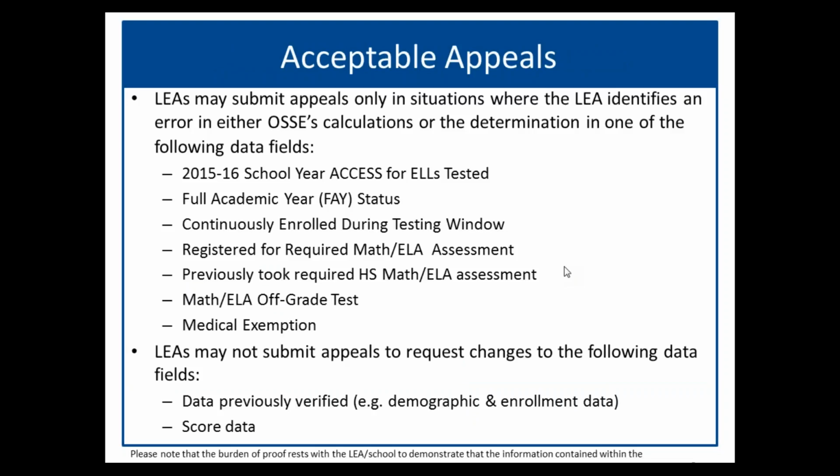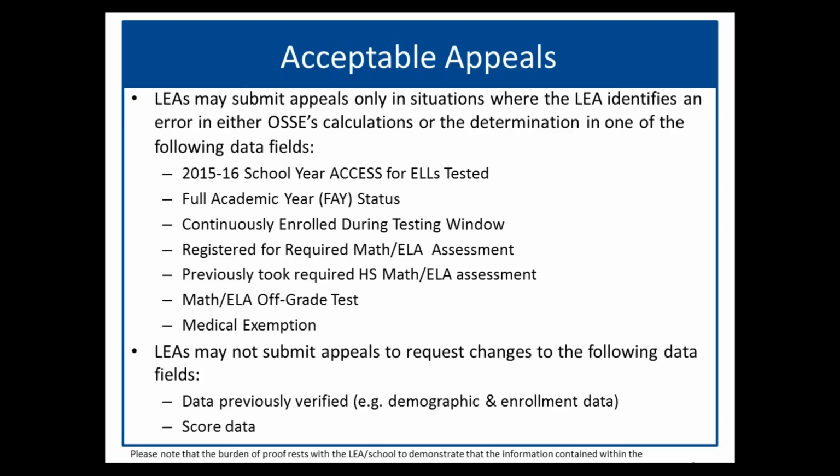Okay, moving on. In terms of acceptable appeals, LEAs may submit appeals only in situations where the LEA identifies an error in OSSE's calculations or the determination of one of the following data fields. 2015-16 Access for ELLs tested, full academic year status, continuously enrolled during the testing window, registered for a required ELA or math assessment, previously took the required high school math or ELA assessment, ELA or math off-grade test, or medical exemption.